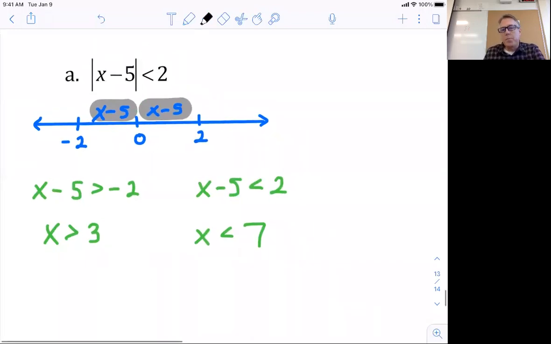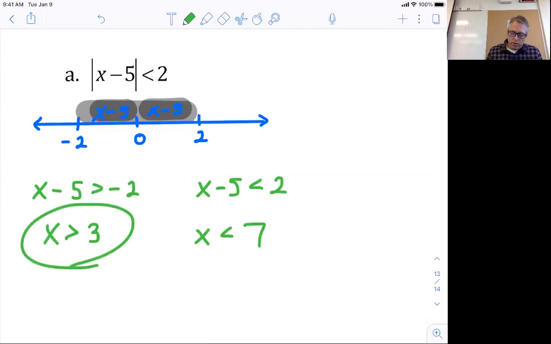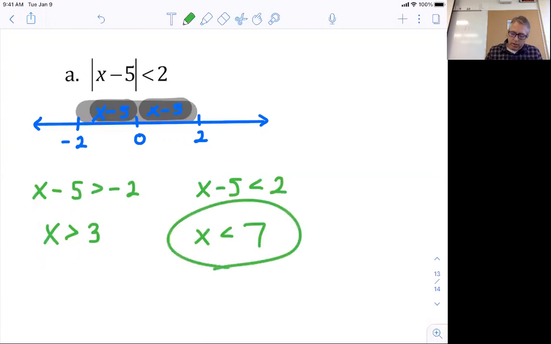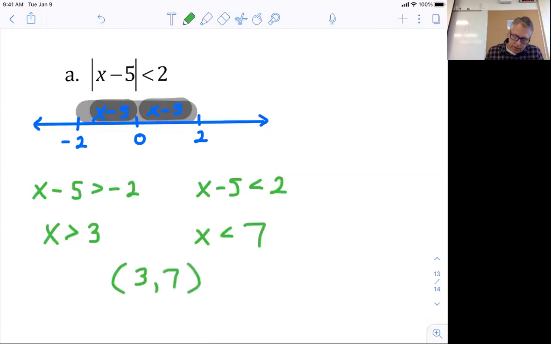Now, another difference between this less than as opposed to greater than is this is really all one region that's less than 2 units away from 0. You know, it's all one region. So that makes it an and statement. Your solutions are all numbers that are greater than 3 and less than 7. So in interval notation, it would be everything from 3 to 7, exclusive of both of them.